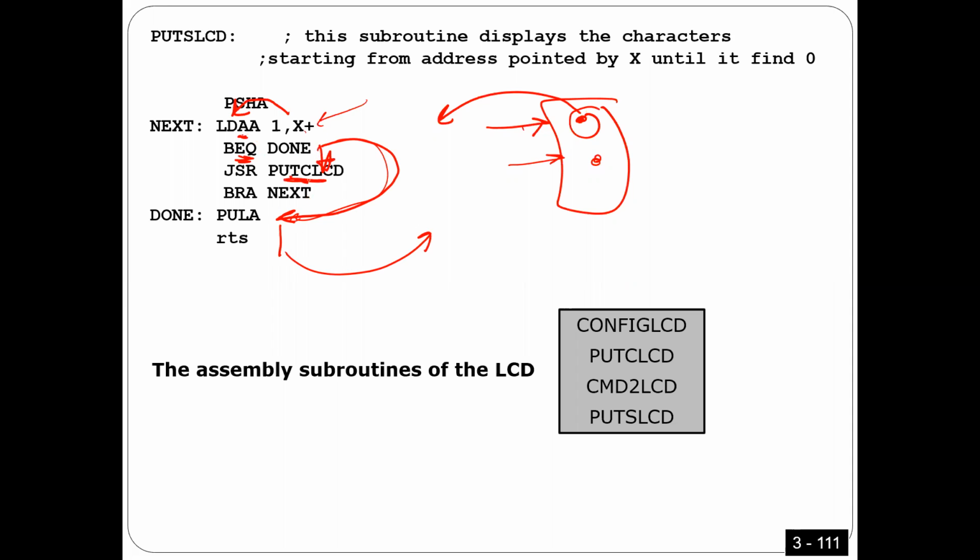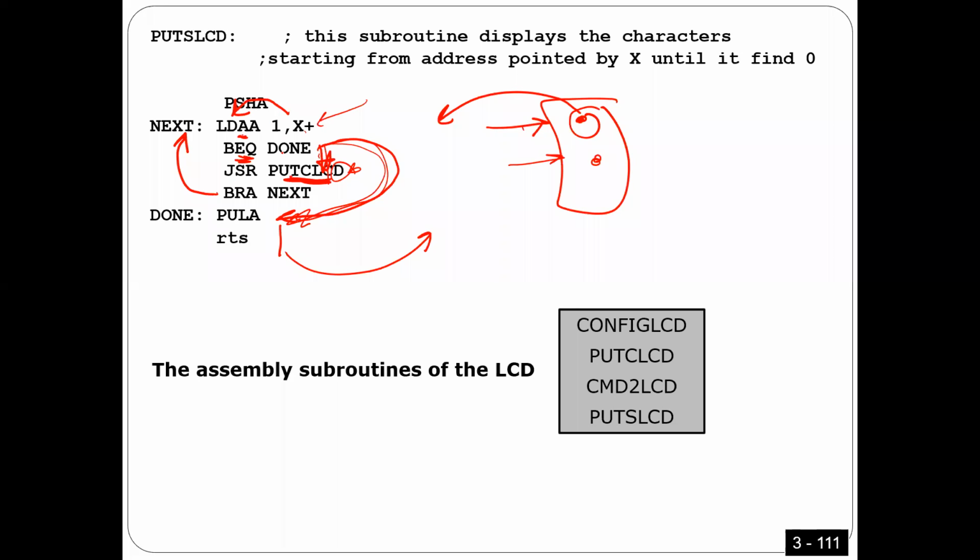I'm going to call put character LCD, because the ASCII is in register A. So all I'm going to do is just call put character LCD. Put character LCD is going to take this character, display it on the LCD, and then I'm going to come back to here. Repeat again. You can see in every iteration, I get one ASCII pointed to by X, put it in register A, and if it is 0, I'm going to go outside. If it is not 0, I'm going to display it. So this loop is going to continue until I find 0.